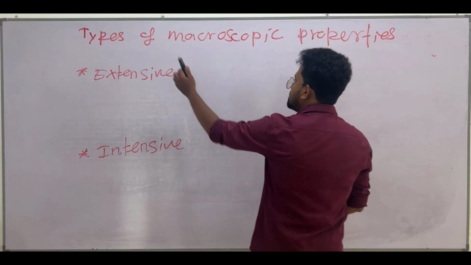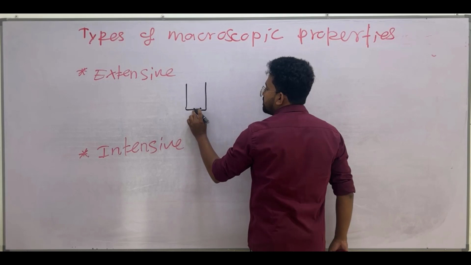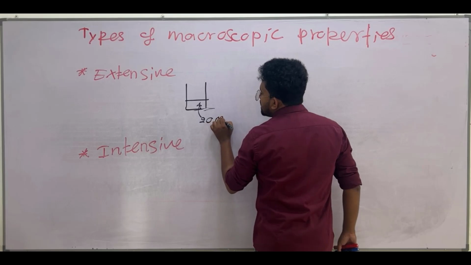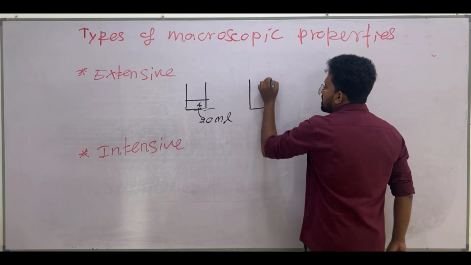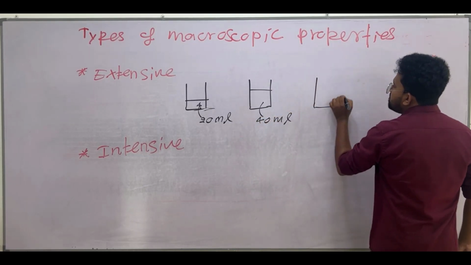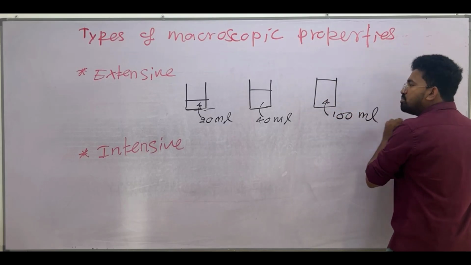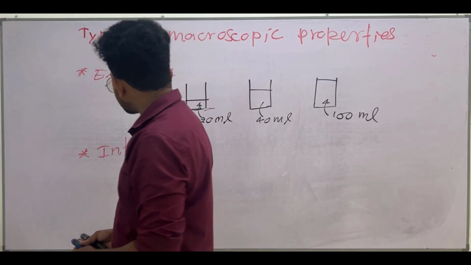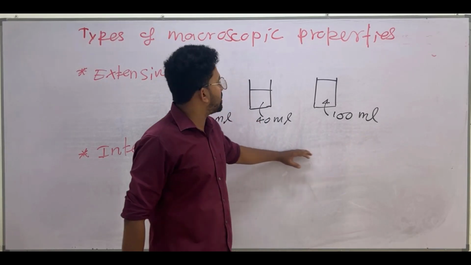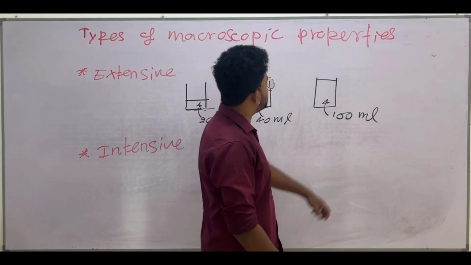I'll consider a beaker filled with water. Here we take 20 milliliters, and in another one, let's take 40 milliliters. And in another beaker, we take 100 milliliters. So the volume is changing. We can observe that.